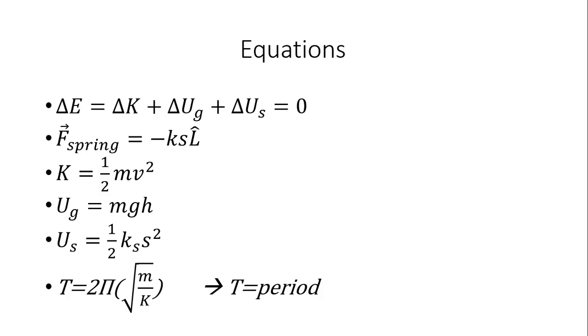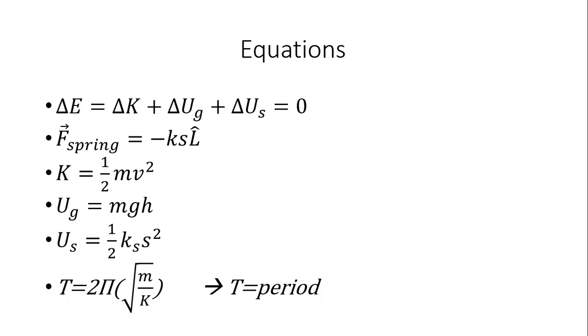To calculate the spring force, we multiply the negative K, which is the spring constant, times S, which is our compression or stretching length, times L hat, or the direction of the stretch. Kinetic energy is calculated by multiplying 1/2 times the mass and velocity squared. Gravitational potential energy is found by multiplying mass times gravity times the height. And the spring potential energy is found by multiplying 1/2 times the spring constant K times, again, the stretched or compressed length S squared.